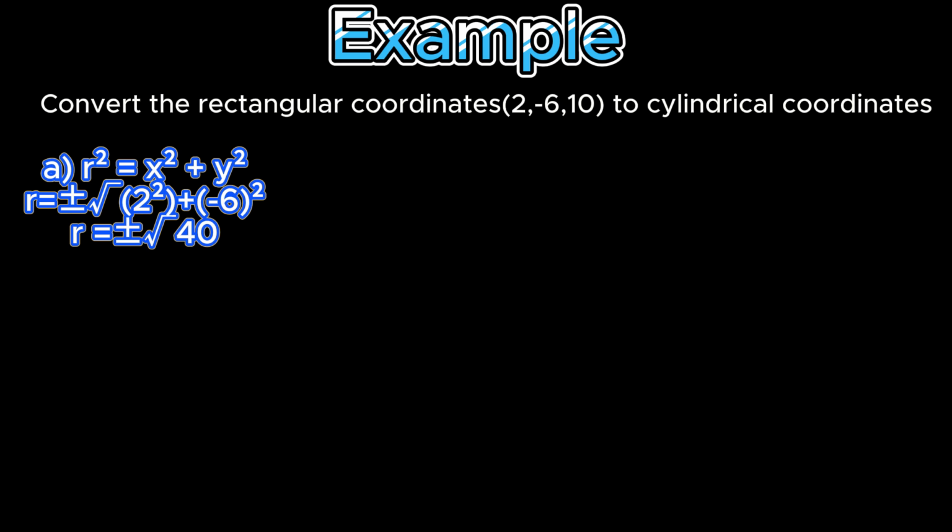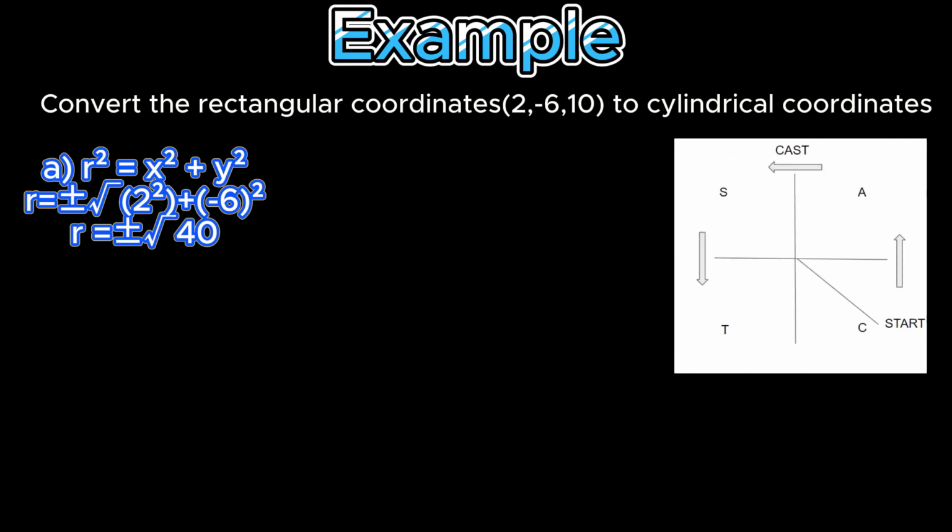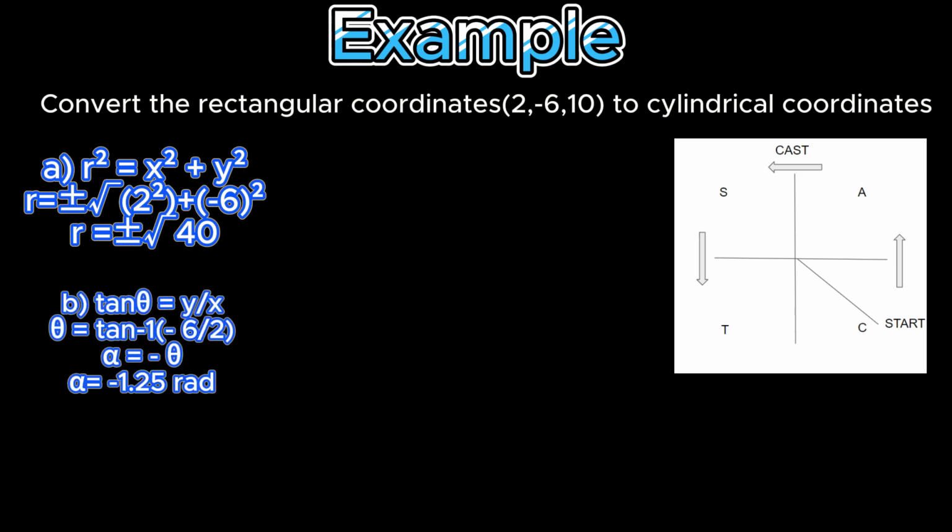Now let's find theta. Because y is a negative value and x is a positive value, theta lies in the fourth quadrant. We use the CAST method to determine the location of the quadrant, starting from the bottom right, C, and moving in an anti-clockwise direction. As we know, tangent theta equals y over x, which in this case is -6 over 2, giving us -3. To find theta, we take tangent inverse of -3, which equals -1.25 radians.